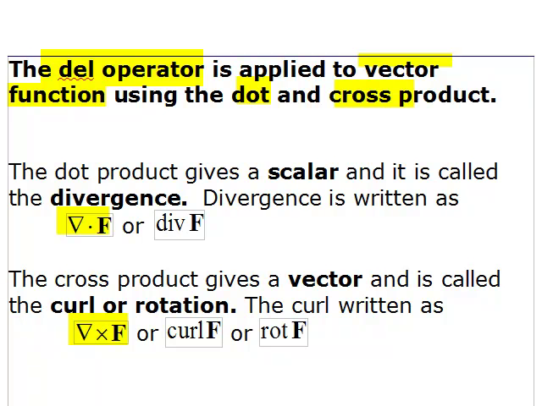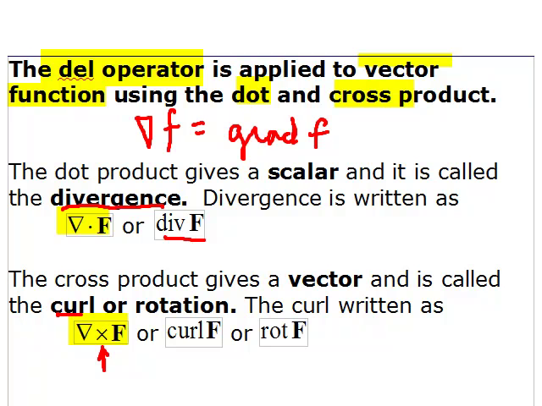Okay. When del was applied to a scalar function, it was given a name, gradient. It was a gradient of f, and it was written like that. When you apply the del operator through the dot product to a vector function, the output is called the divergence, and it's written like this. When you apply it using the cross product, the output is called the curl, and it's written this way, curl f, or rotation of f. That's more British, but you can use either one of them.